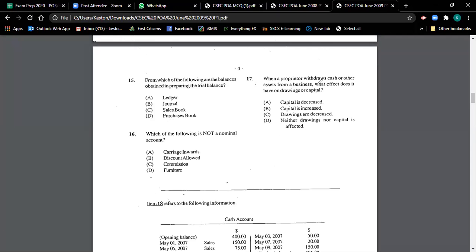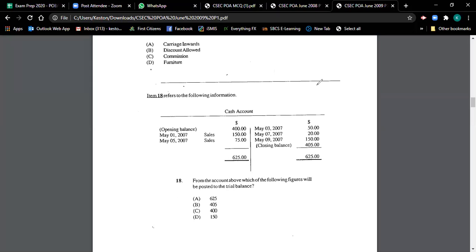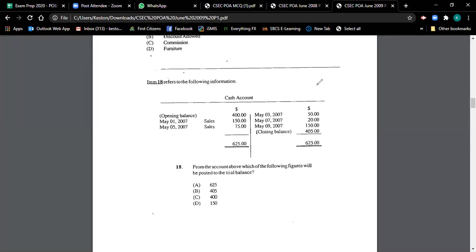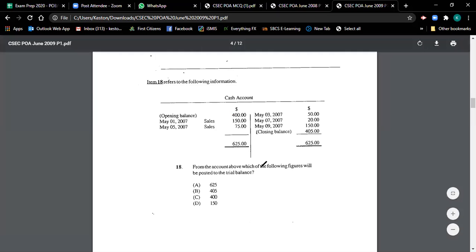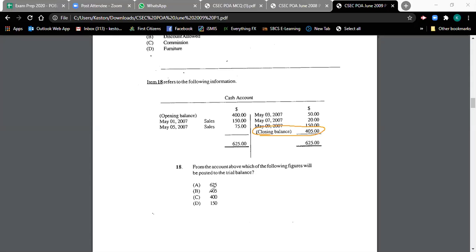18 refers to the following information. From the account above, which of the following figures will be posted to the trial balance? Correct answer here is B. 405. So when we balance the accounts, this is not the figure that we put in the trial balance. This is wrong. This is the figure that we have to put there.